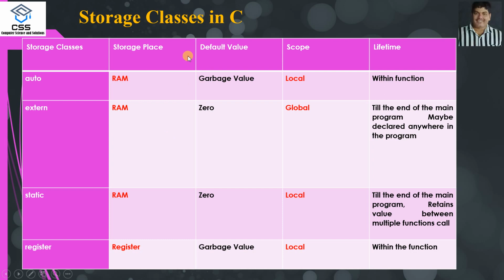Register: its default value is a garbage value, and it is stored in a register. Register is a temporary memory, its scope is local, and the value persists within the function. It is easy to remember.